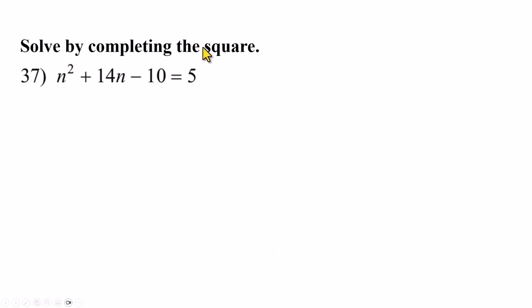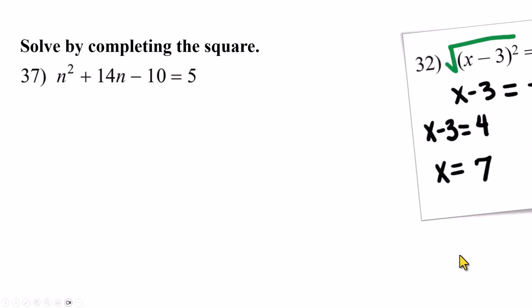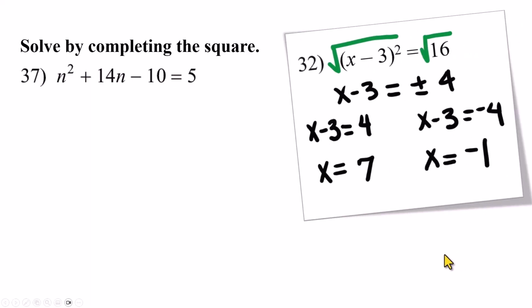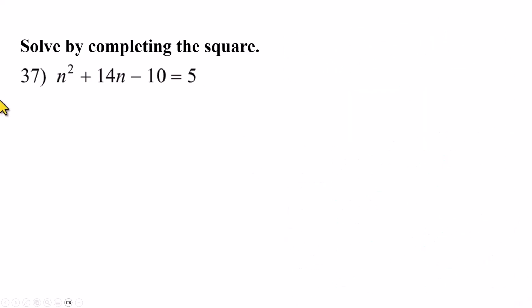Solve by completing the square. I want to bring back this question we just did, which is question number 32. If you remember, this was pretty easy. The reason that worked so slick was because we had this x minus 3 quantity squared. If we can rewrite this thing to look like that, we're going to solve it like this and it'll be really easy. So here's how you do that.